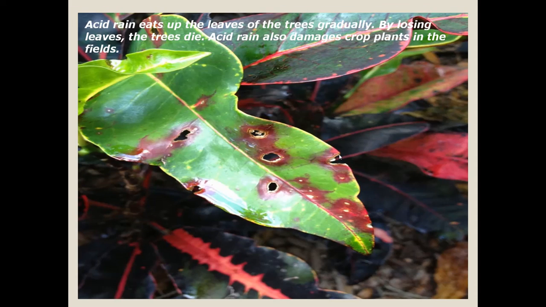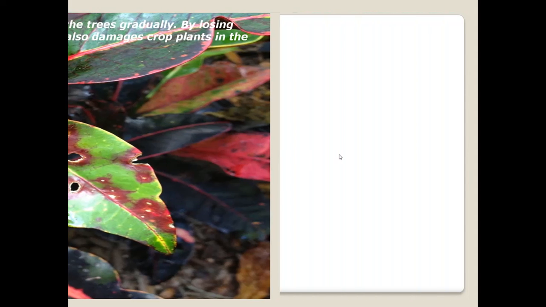Acid rain eats up the leaves of the trees gradually, and by losing leaves, the trees die. Acid rain also damages cropland in the field. Suppose this acid rain falls on the leaves of the trees or on the crop field, then all the crops will get damaged. It is very harmful to vegetation.